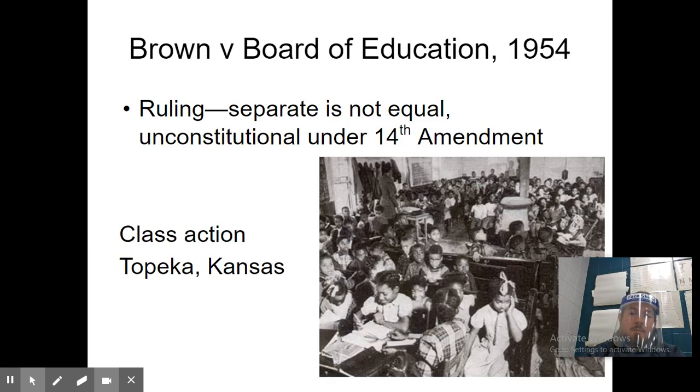Brown v. Board happened in 1954. This is the ruling that goes back and states that separate is not equal. It overturns the Plessy v. Ferguson case. And it says it's unconstitutional under the 14th Amendment, because under the 14th Amendment, every citizen has equal protection under the law.